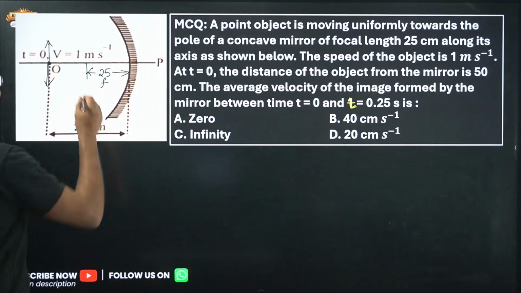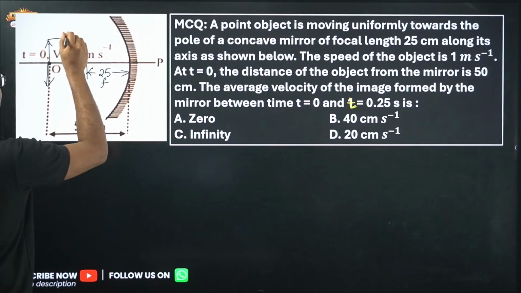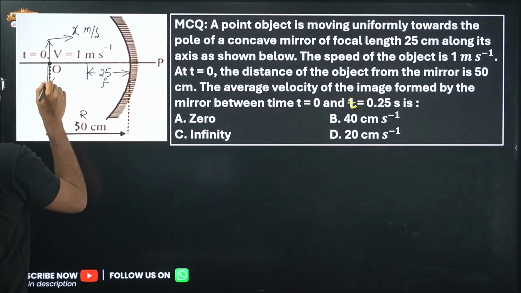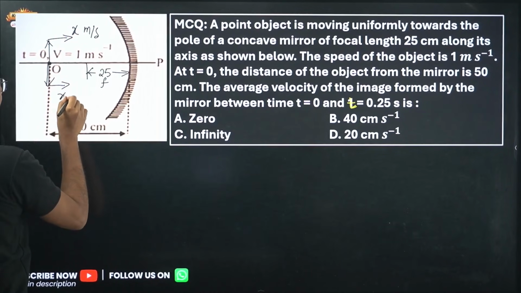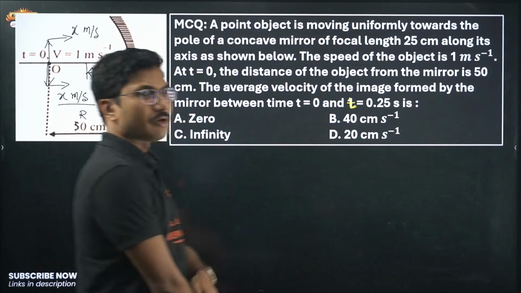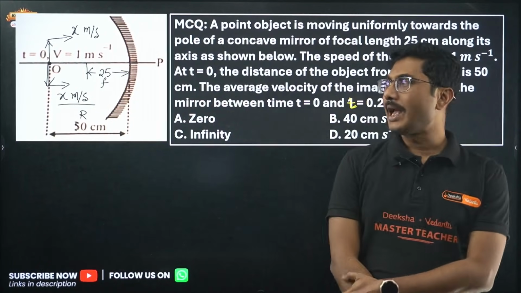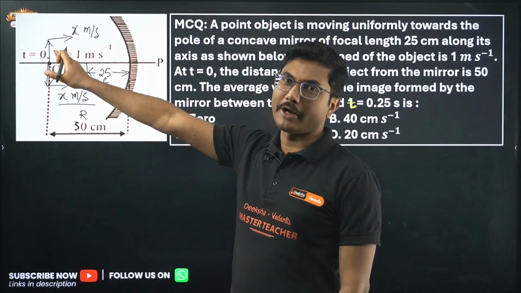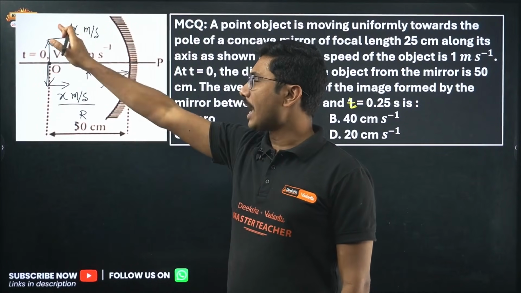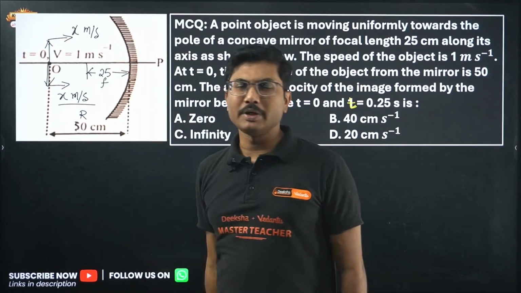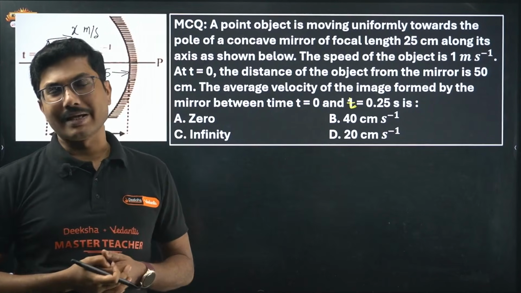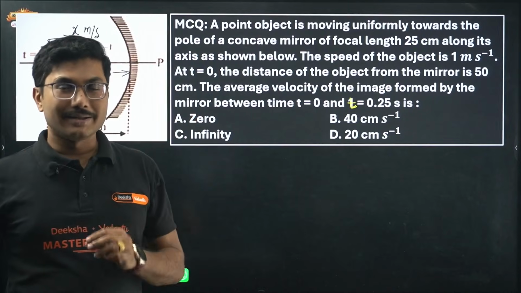So in this case, the object is moving with a velocity say x meter per second. The image will also have the same velocity x meter per second. Object and image both will have the same velocity, because at this point both have the same position. Now as the object is moving, the image is also moving, but based on their final positions we can find the final velocity.